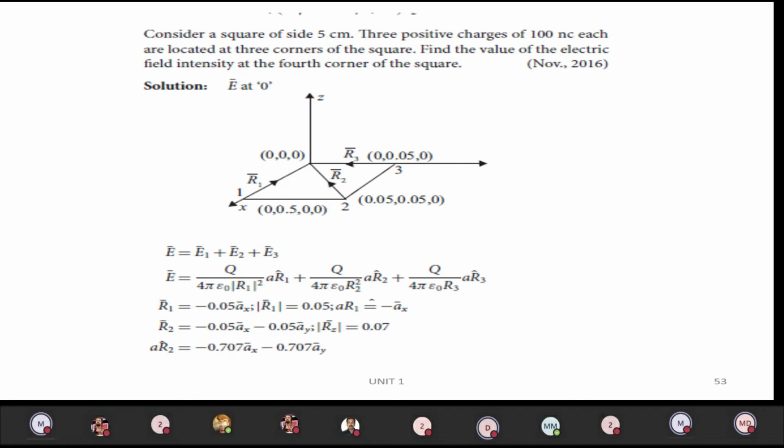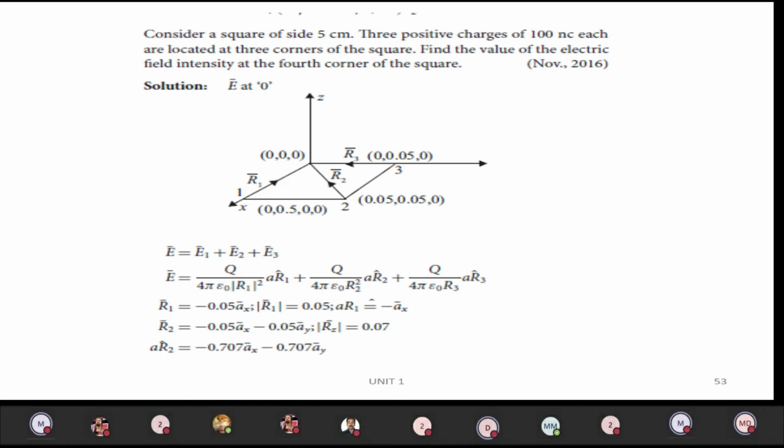That is represented in the square format here. Points 1, 2, 3. We have to find the electric field at 0, 0, 0. Point 1 is located at 5 centimeter, that means 0.05 meter, represented as 0.05, 0, 0. Point 3 is on the y-axis, represented as 0, 0.05, 0. Point 2 is 0.05 from the x-axis, 0.05 from the y-axis, and 0 from the z-axis.